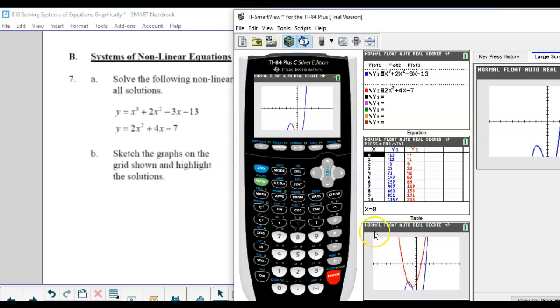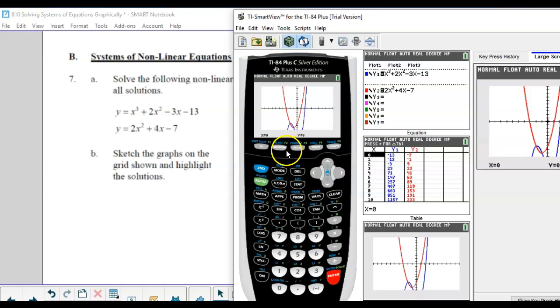It already started graphing, I noticed here. All right, so you can see the zigzag one is the cubic, and the red one, the U-shaped one, is the quadratic. It says sketch them and highlight the solutions. So you're going to have to extend the grid so that we can see the points of intersection. We can see these two, but can't see the bottom of this graph.